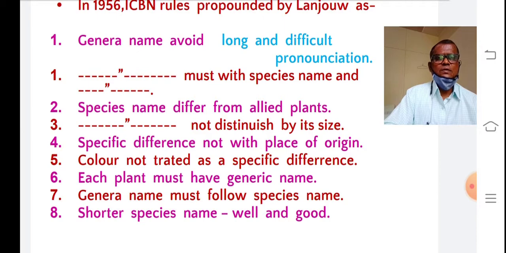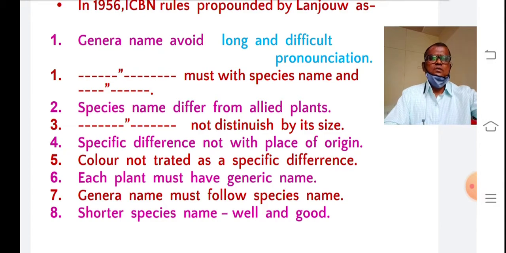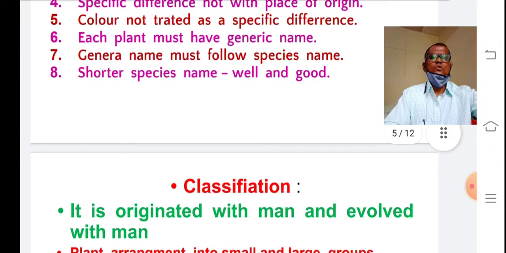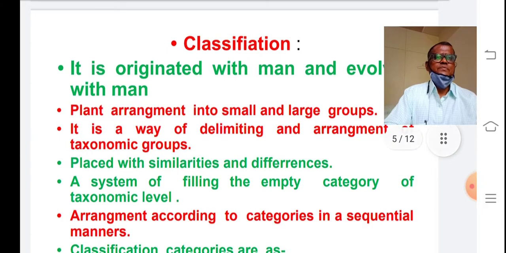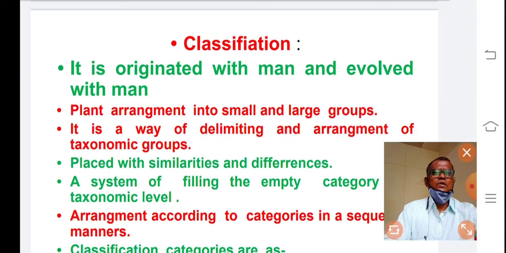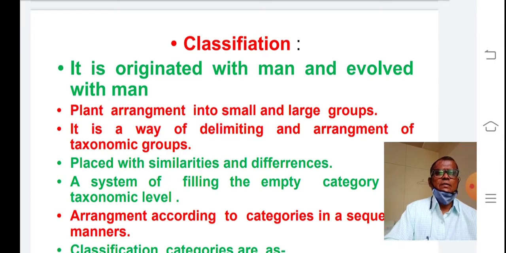Then each plant must have the generic name. The genus name must be followed by the species name, and the shorter the species name, the better. So that is for nomenclature. Then the third point: what is the meaning of classification? In classification, as you know, it originated with man and evolved with man. We have already seen identification and nomenclature, and therefore it should be properly classified.